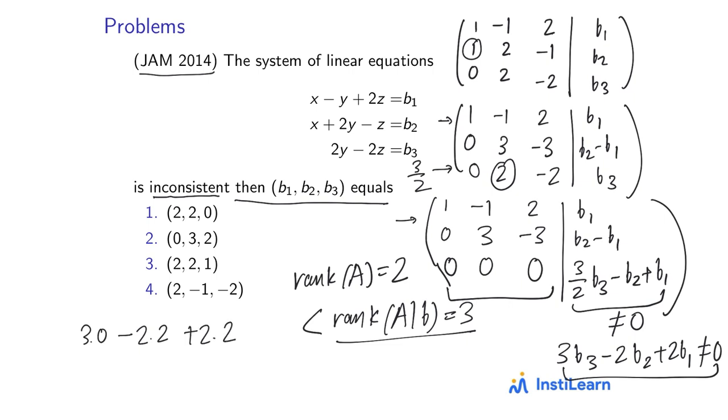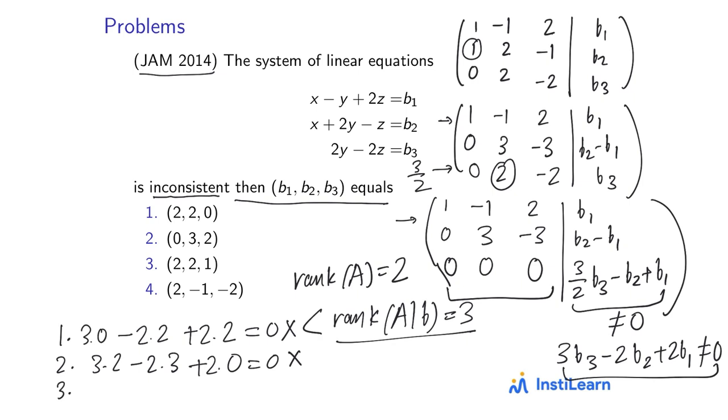So this is 0 minus 4. So this is 0. So option 1 cannot be the correct answer. Then option 2 is 0, 3, 2. So you get 3 times 2 minus 2 times 3 plus 2 times 0. Again it is 0. So this can't be an answer.